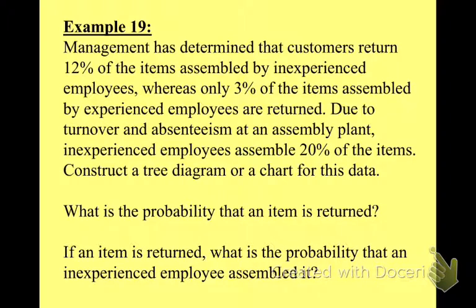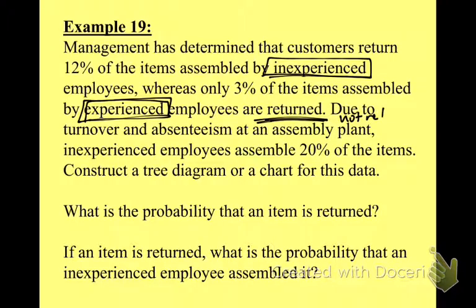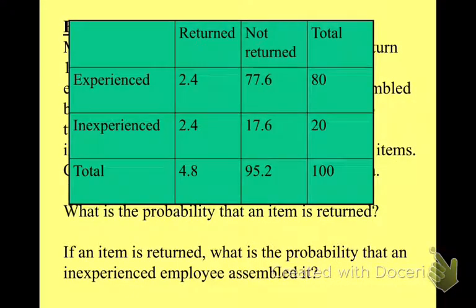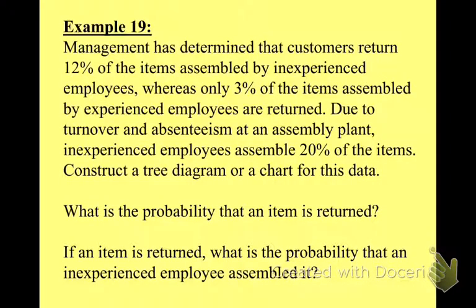Instead of making a tree diagram, I'm going to say let's make a hypothetical 1,000. So you have to think like, what are my two categories, or what are the two things that I'm looking at? So I'm looking at experienced and inexperienced. So they're either experienced or they're inexperienced, and then they're also returned or they're not returned. So when you're making your chart, you need two separate events. So here's my chart. Returned and not returned.